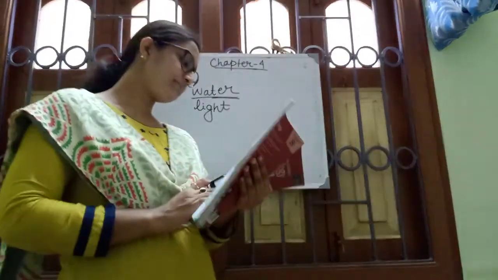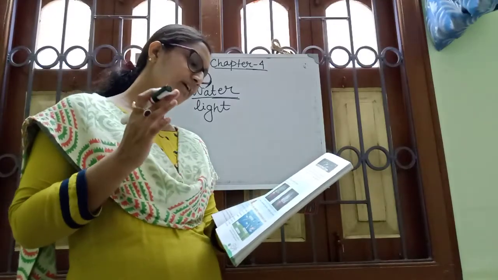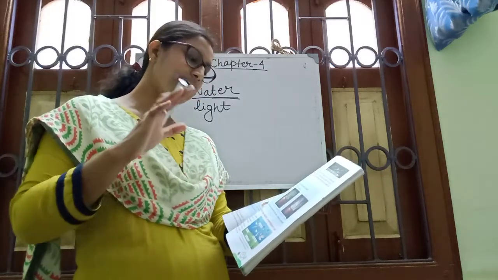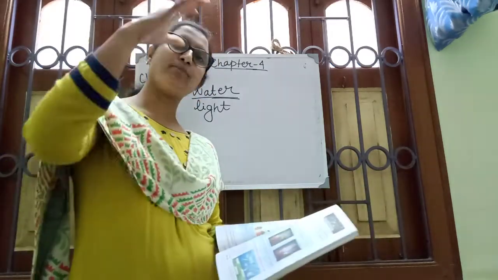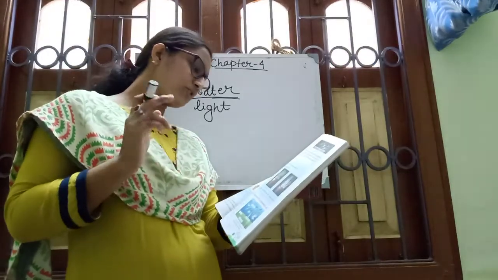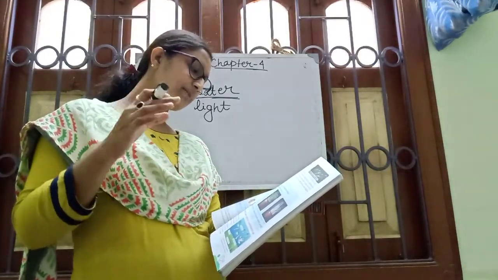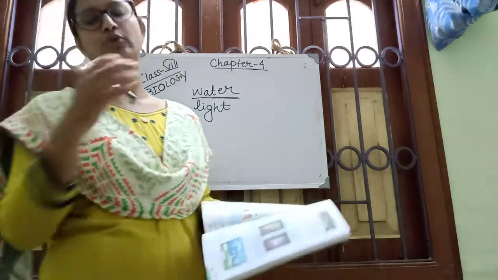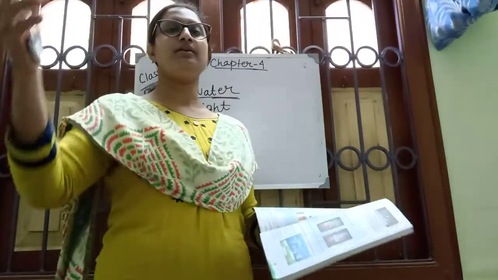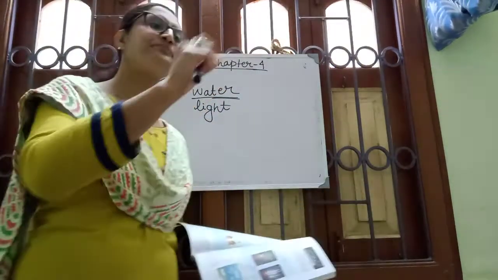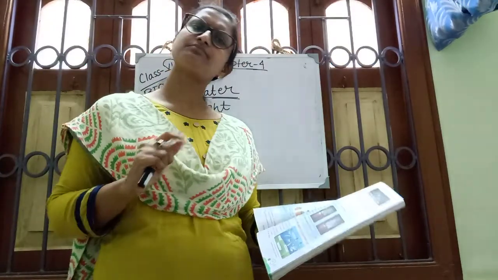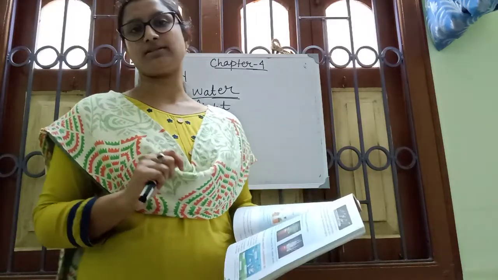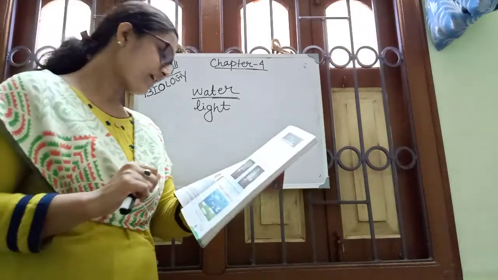One activity given in your book shows that adequate water is necessary for healthy growth of plants. Material required: a healthy potted plant and water. Procedure: select a healthy potted plant and keep it in a place where it receives the maximum sunlight. Do not water the plant for 2 days.